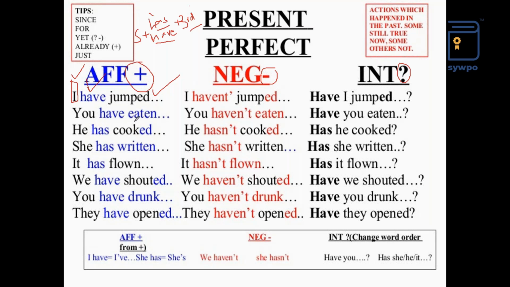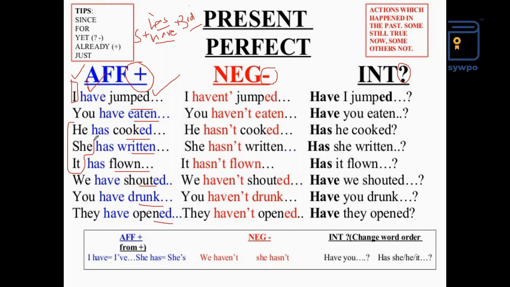So you can see here, eaten, jumped, cooked, written, flown, shouted, drunk. Some of the verbs use ed, some of the verbs don't. That's because regular verbs take ed, but irregular verbs don't. Okay, so look at this now. I have jumped. This is the positive sentence. You have eaten.